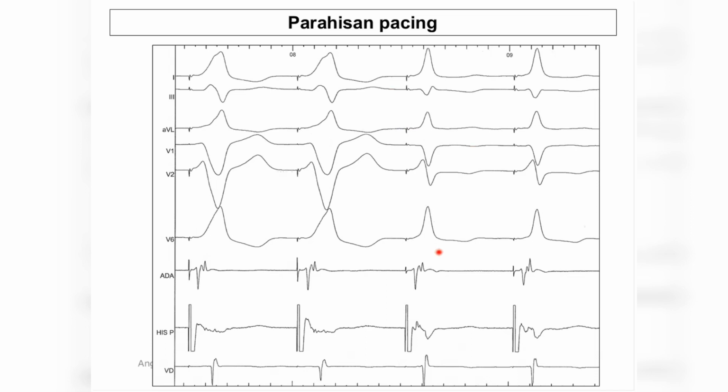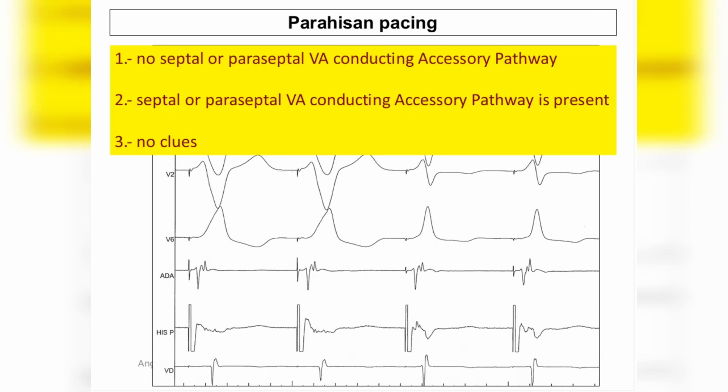Okay? So the same question will be asked of you now. Do you think that, number one, there is no septal or paraseptal VA conducting accessory pathway, or that there is a septal or paraseptal conducting accessory pathway, or that this tracing really provides no clues as to these answers? Can you please vote now?